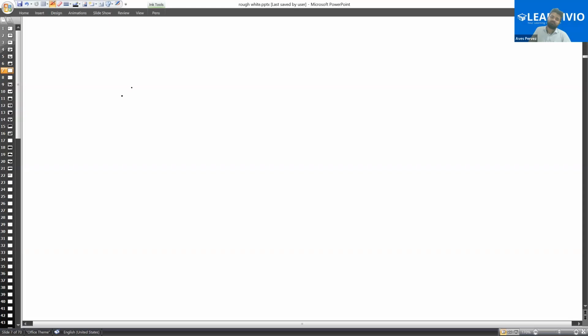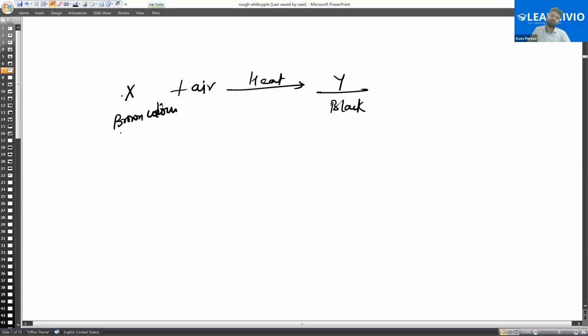If I say you have a substance X which is brown in color, and when it is strongly heated in the open air, it gives a compound Y which is black in color. This is brown in color, that is black in color. Can you tell me the substances X and Y? Sir, is X copper? Yes, X is copper.